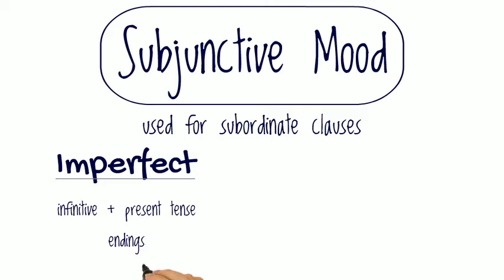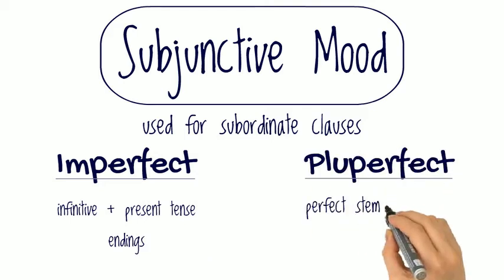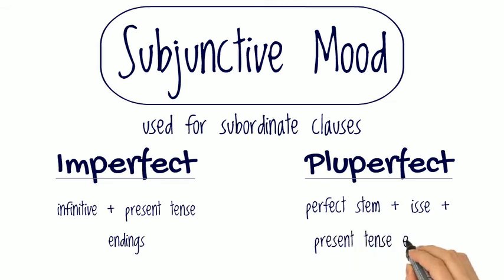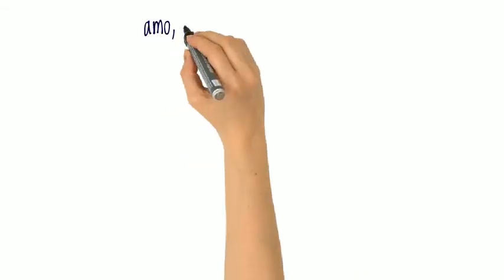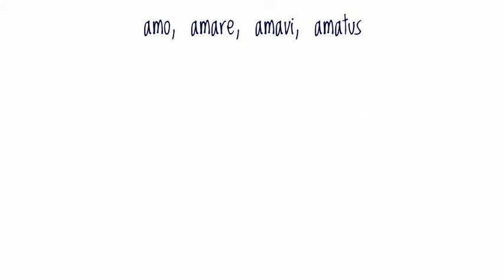The imperfect uses the infinitive and the present tense endings, while the pluperfect uses the perfect stem, the particle isse, and those same present tense endings. Let's conjugate a verb to remind ourselves what this looks like.